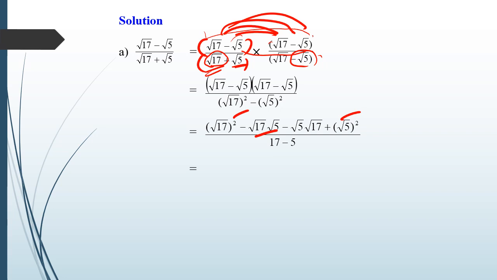So what do we have in the numerator? Root 17 squared is 17, plus root 5 squared is 5, and then here root 17 root 5, we have 2 times, so it will be minus 2 root 5 root 17, divided by 12. So simplify the numerator, we get 22 minus, multiplying 5 with 17, we get 85. So 22 minus 2 root 85 divided by 12.